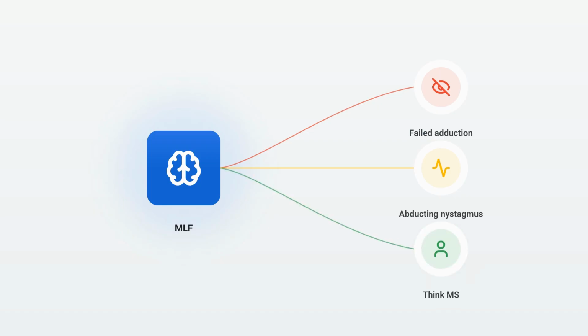Now add the medial longitudinal fasciculus. Damage here causes internuclear ophthalmoplegia, where the affected eye cannot adduct, and the abducting eye shows nystagmus. In a younger adult, think multiple sclerosis.